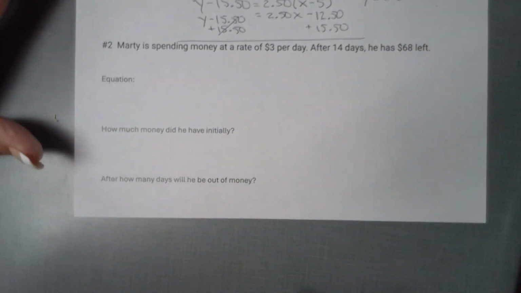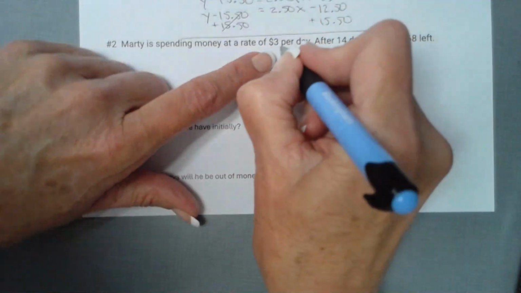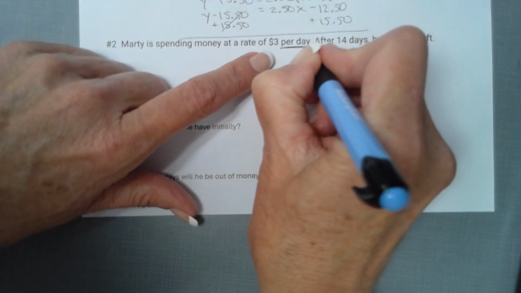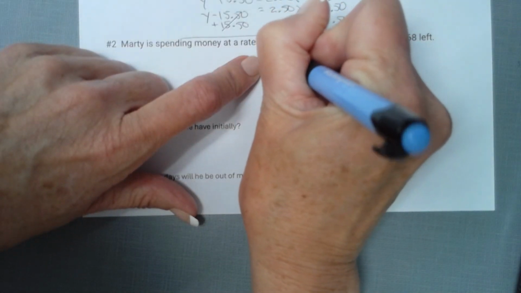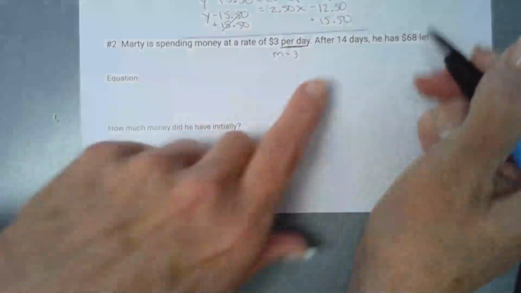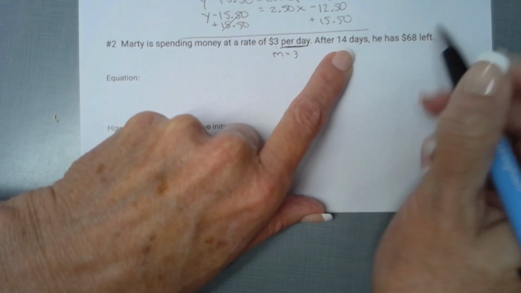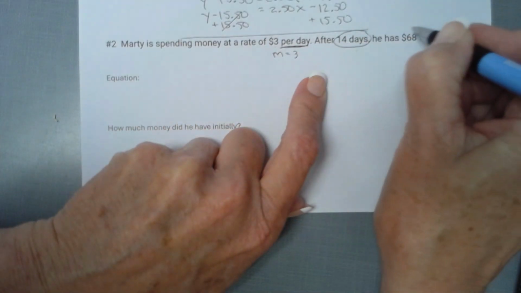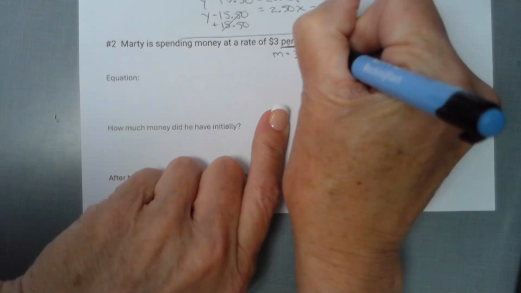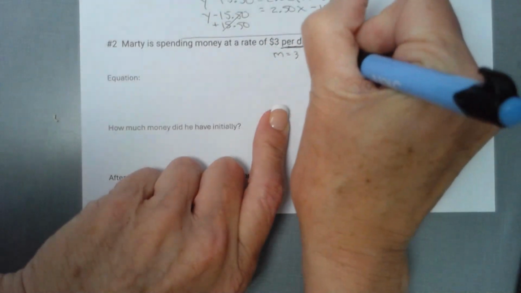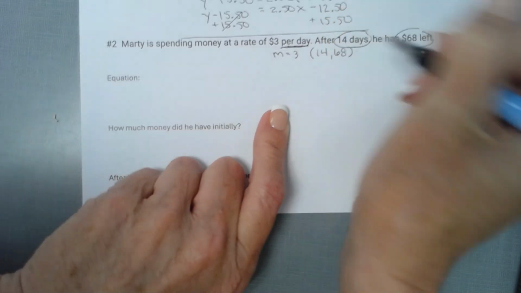Marty is spending money at a rate, they're giving you the word rate, of $3 per day, and there's that per again, letting you know this is your rate and it's also the slope. So my slope is 3. After 14 days, he has $68 left. Okay, so here's your ordered pair. Notice this says per day and 14 days. That's your X. So 14, comma, 68.